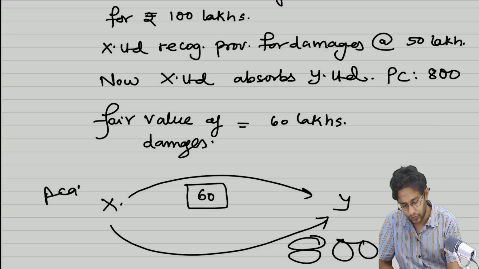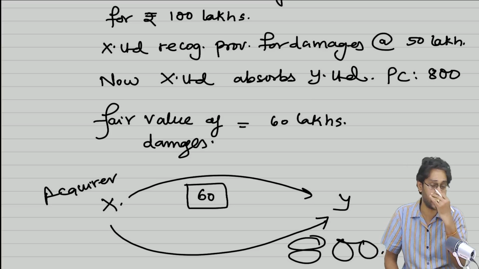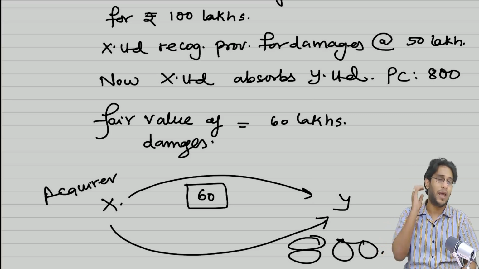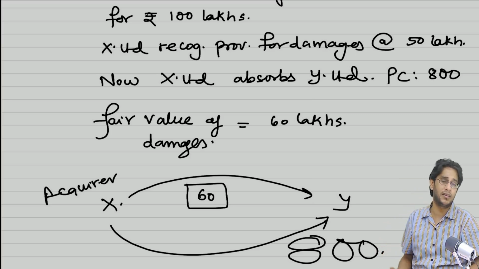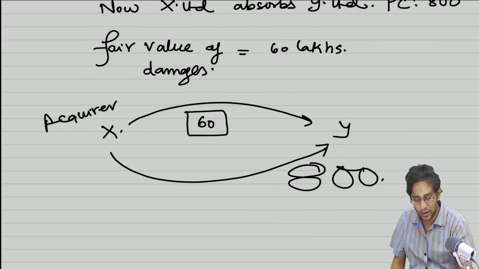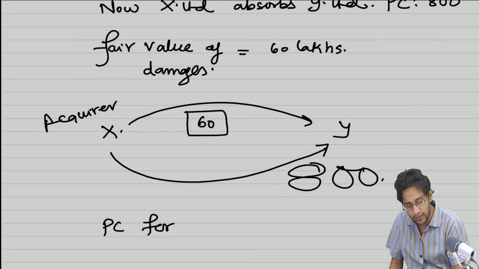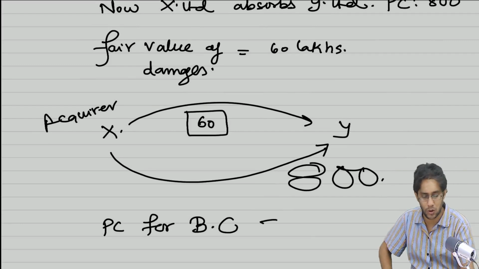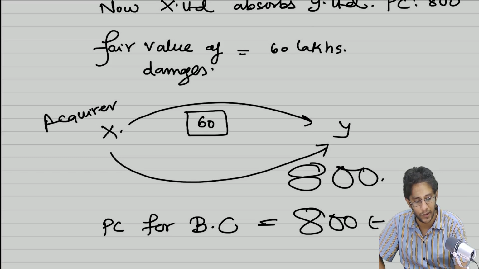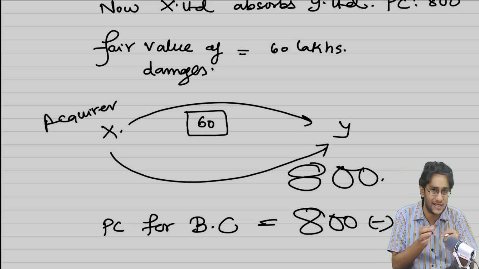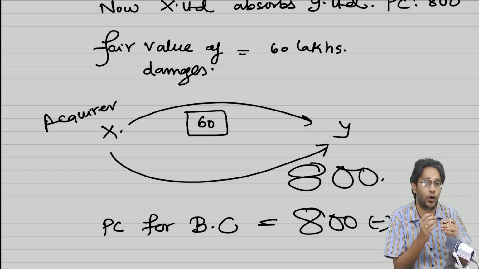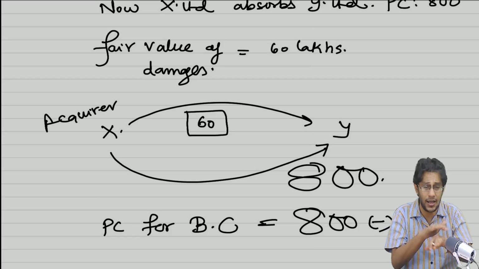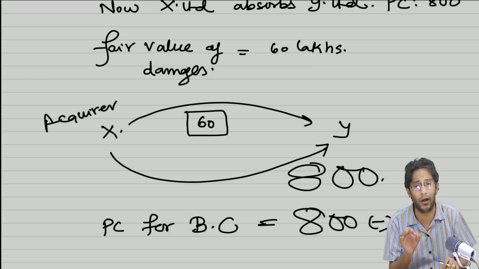But for your goodwill calculation, the amount you pay for damages is not your business combination transaction PC. So I want the PC exclusively paid for business combination. Overall I am paying 800. It is assumed that the pre-existing relationship between acquirer and acquiree, which is non-contractual in nature, is deemed to be settled at fair value on the acquisition date.